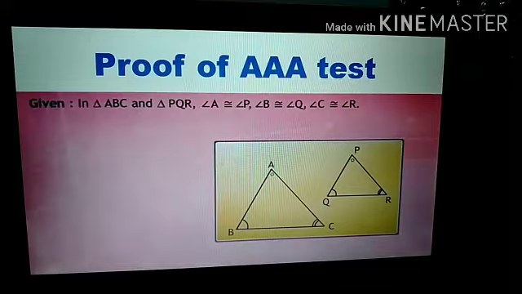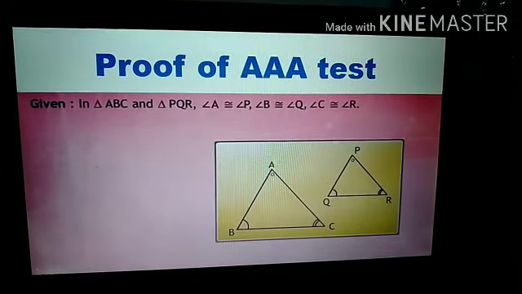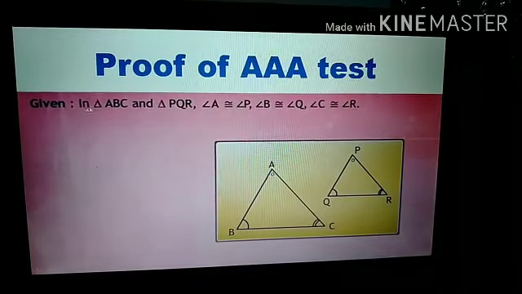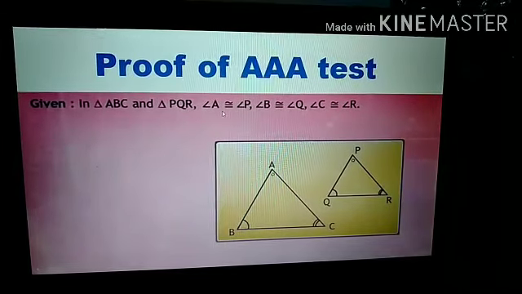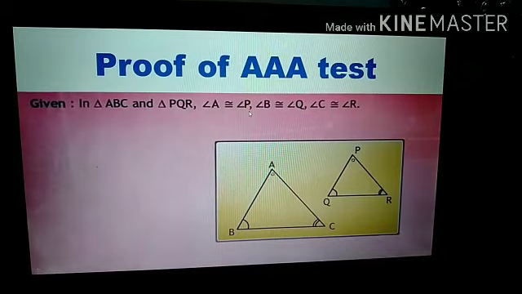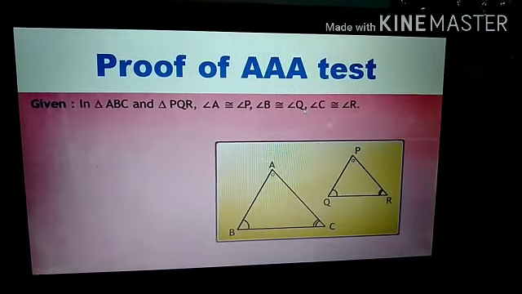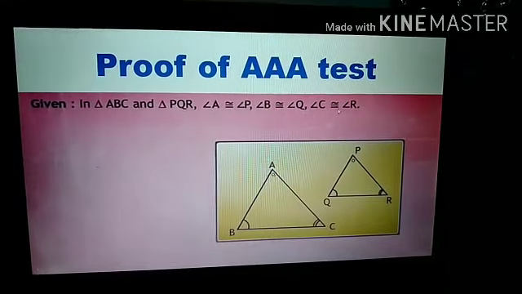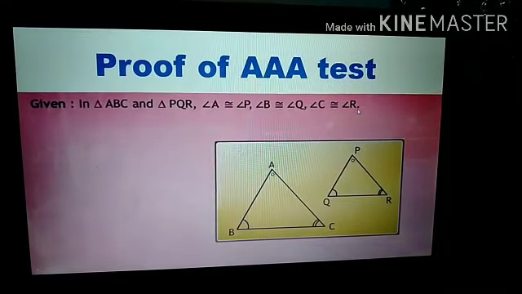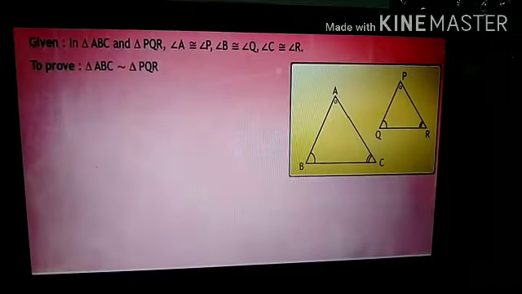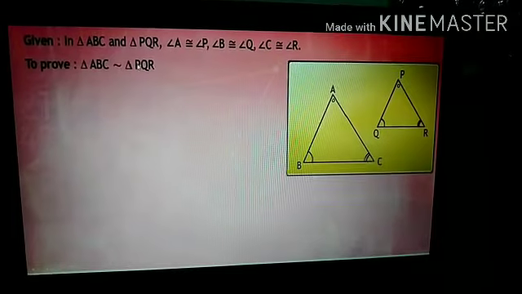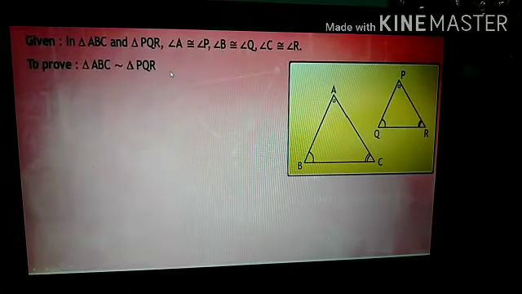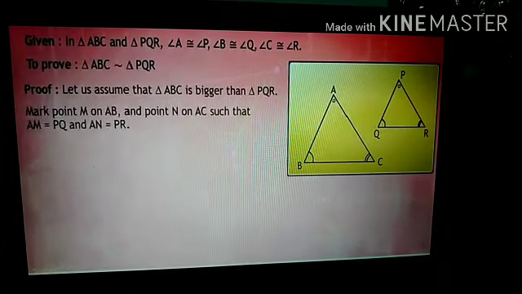So from the information indicated in the figure, we'll write down given as in triangle ABC and triangle PQR, angle A is congruent to angle P, angle B is congruent to angle Q and angle C is congruent to angle R. We are going to prove triangle ABC is similar to triangle PQR. Now let us write the proof.